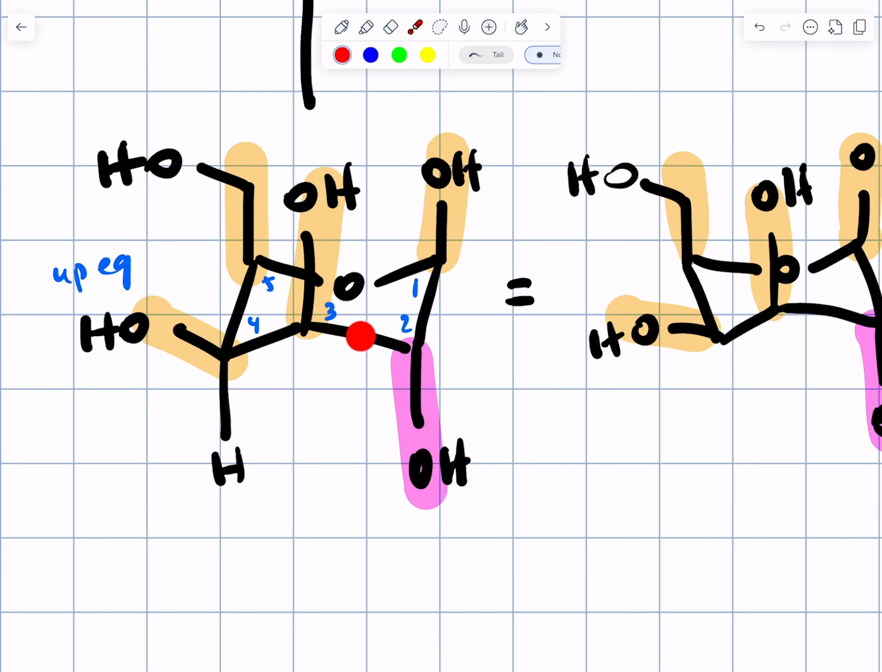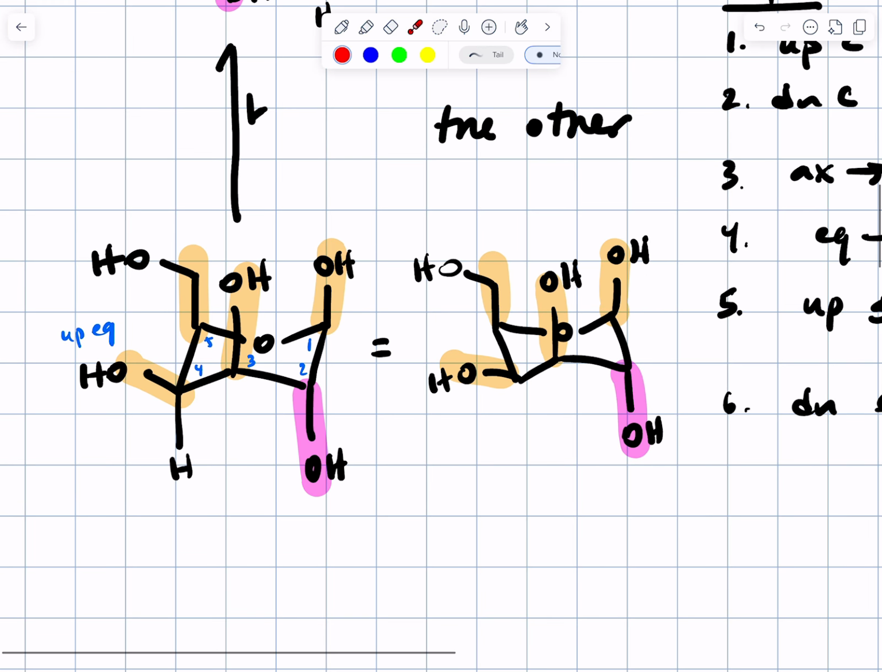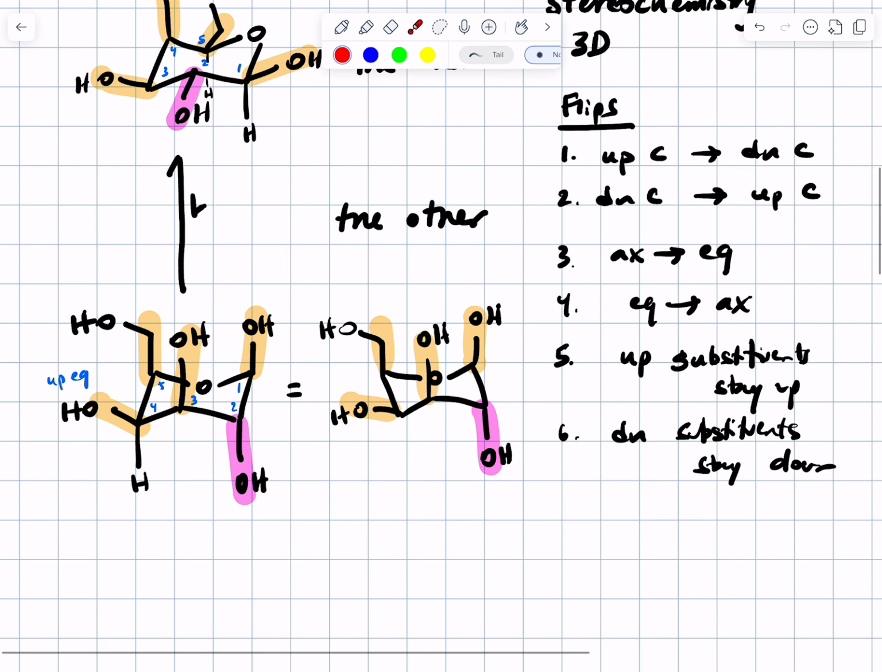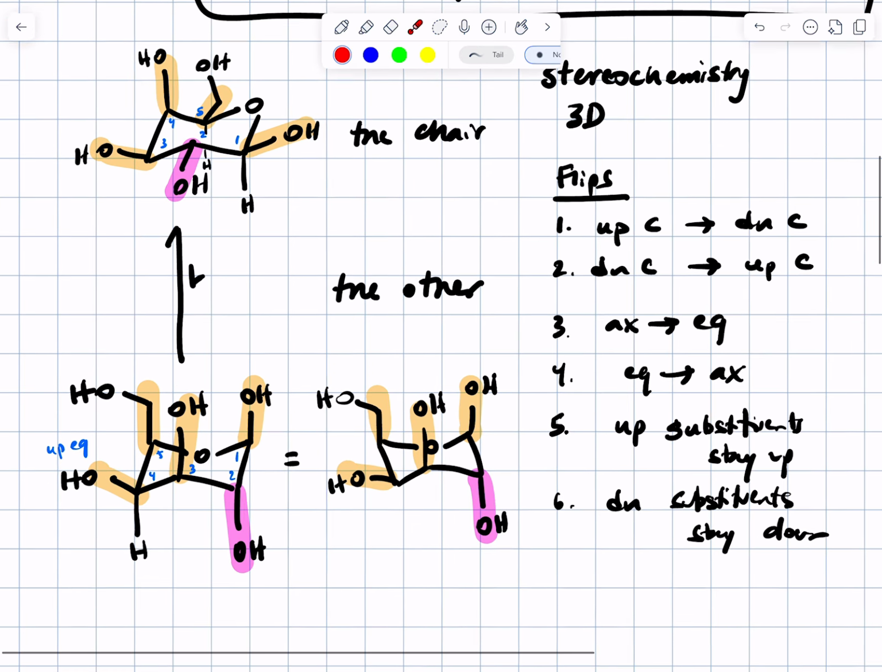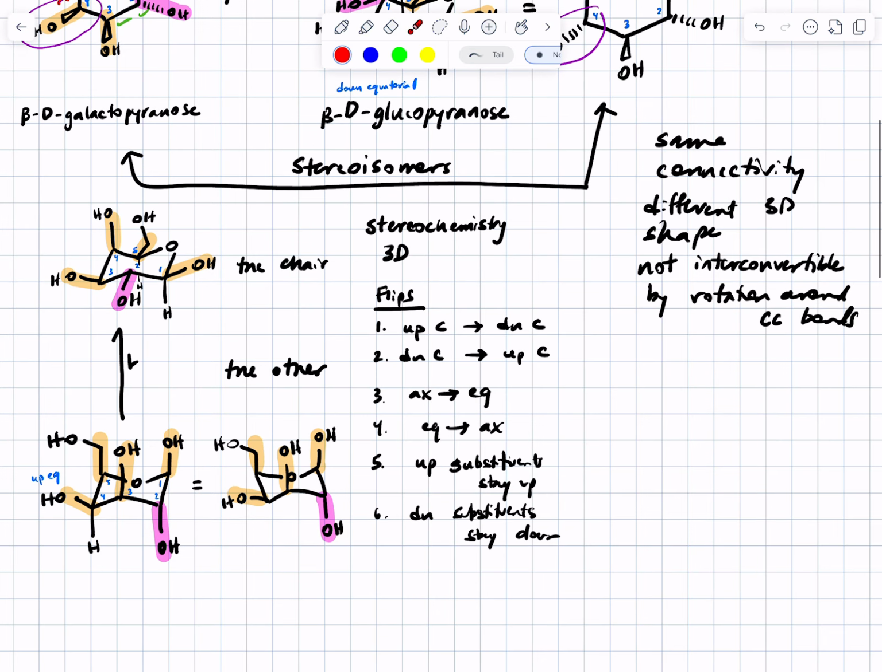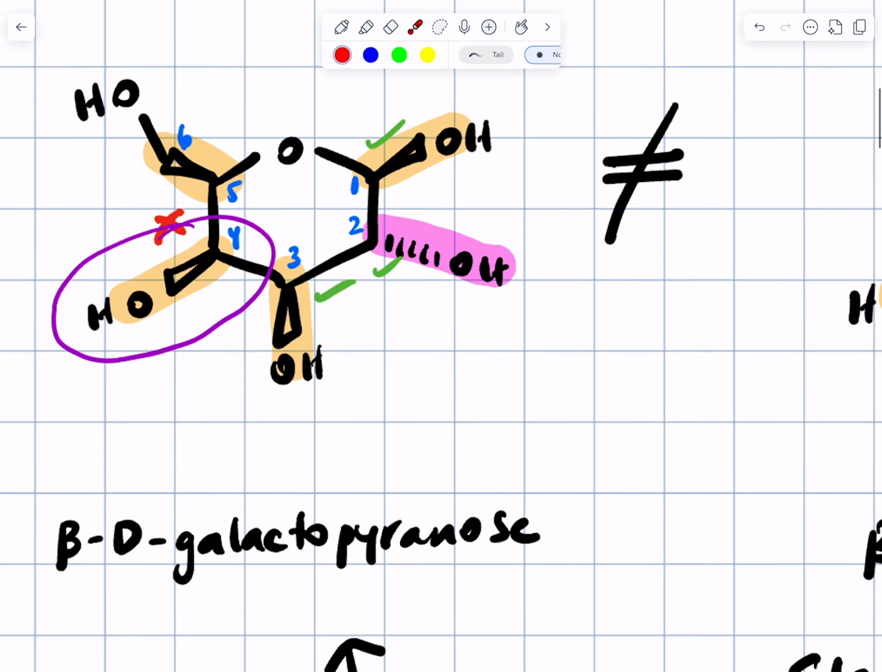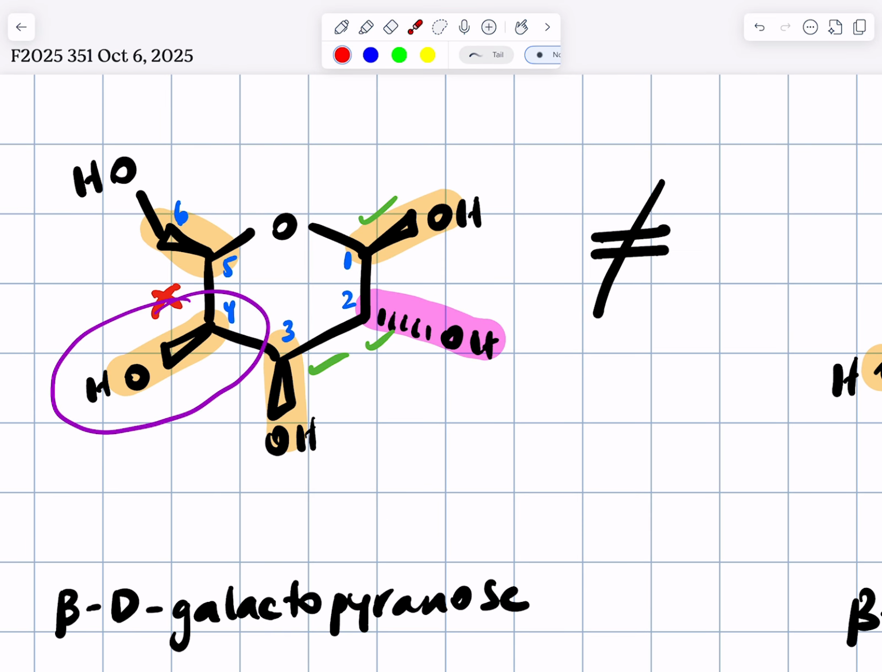Yeah. The up down is basically just according to the view. Up or down is according to the view, meaning I've chosen to draw the molecule from this perspective, and so up is where I'm looking at the molecule, yeah.